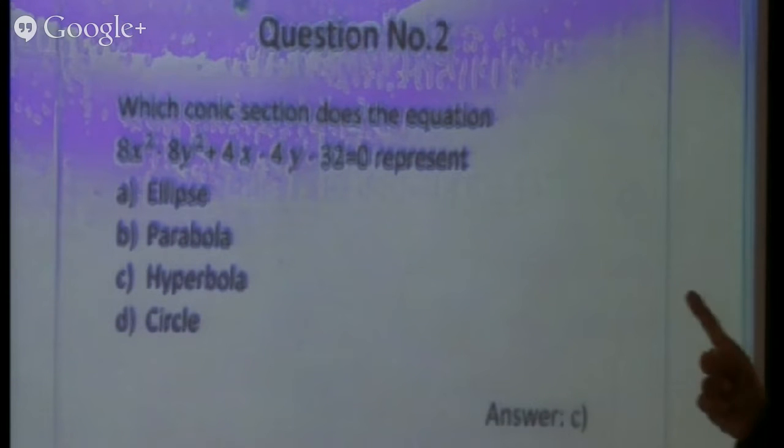Can you open it as a slideshow? Because now if you click, you will get the answer. So answer is C. Why? Because coefficient of x square is 8 and coefficient of y square is minus 8. They don't have to be equal in magnitude. Even if it were 8 or minus 4, it would still be a hyperbola. The only condition is they should be different in sign.